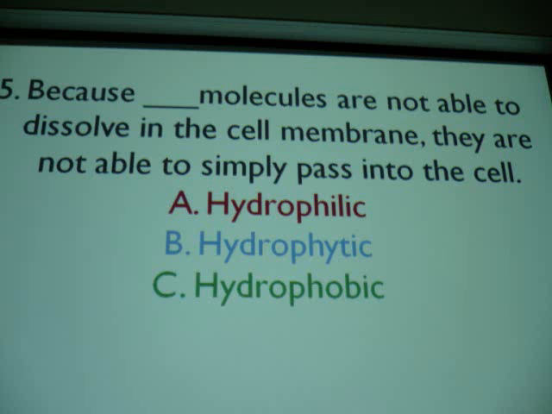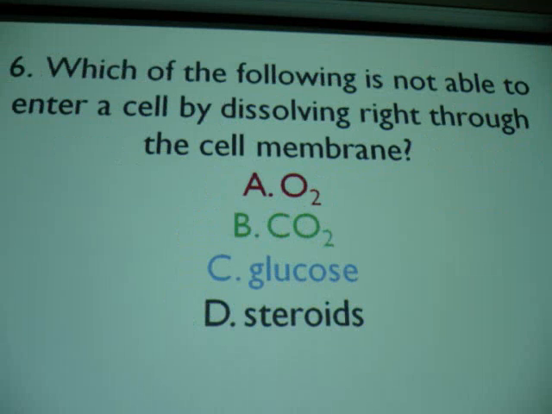These cannot pass through a membrane. So they've got to be hydrophilic. They love the water, but the membrane is not made of water. The membrane is made of fat. Hydrophilic and fat don't get along. Which of those cannot go right through the membrane? That big old glucose. It's got to go through a door. The gases can go right through. And of course, steroids, which are lipids, can go right through.